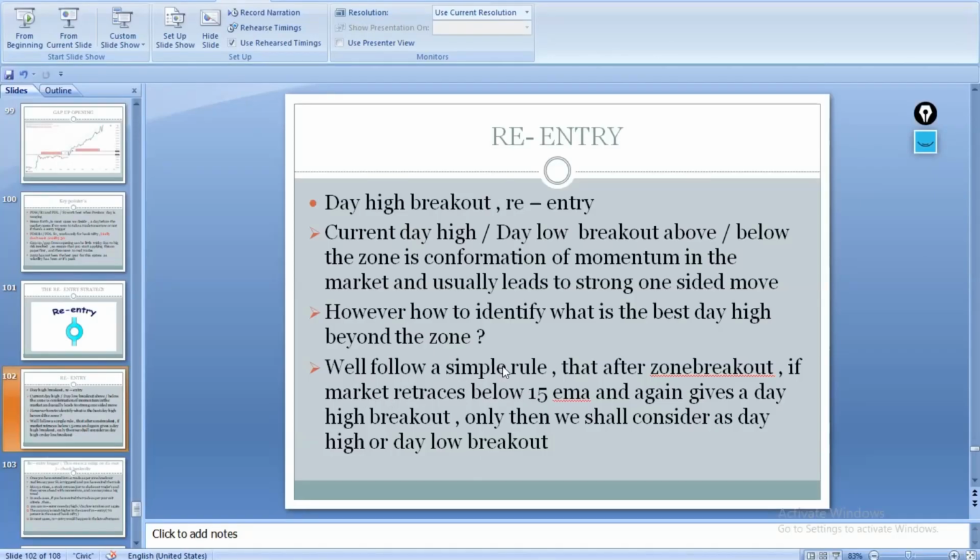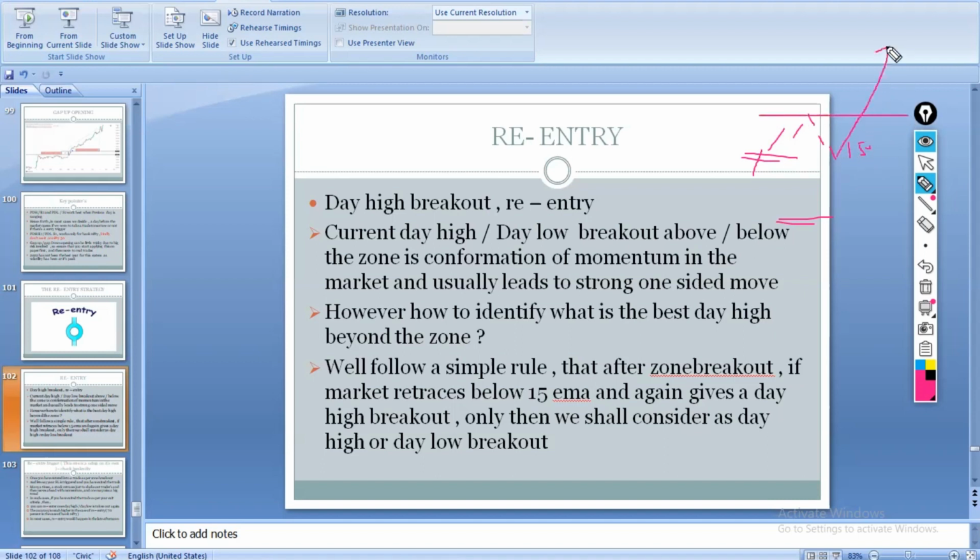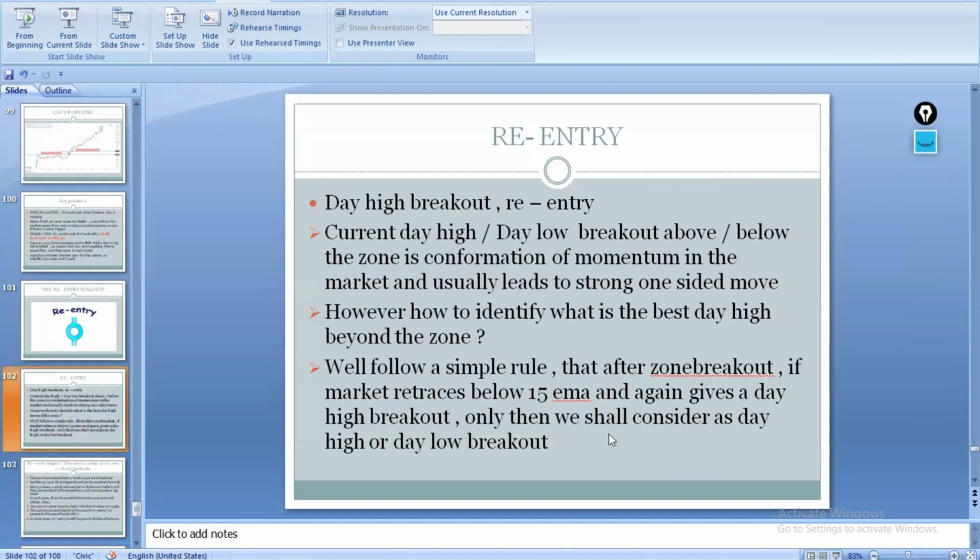Well, follow a simple rule that after the breakout, what is the breakout over here? Either previous day high R1 or previous day low S1, right? If the market retraces below or above the EMA, let's say the market has given a breakout and it comes down below the EMA. What is the EMA over here? 15 EMA. Then you mark the day's high, and if the day's high is taken out, you can expect what? Strong upside momentum. And the same is the case with strong downside momentum. I will also be showing you some examples so that you understand the concept in a very easy manner.